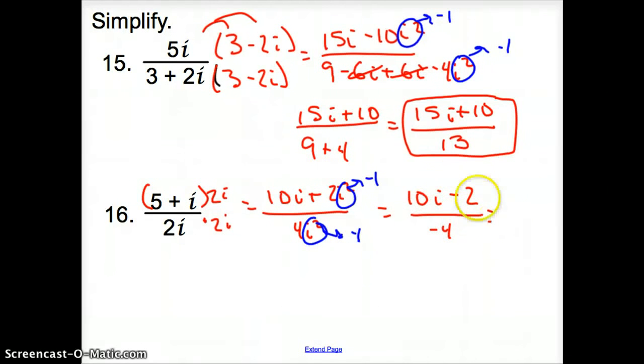Simplifying, I'm going to pull things apart. It's going to be a 10i over a negative 4 minus 2 over negative 4. Cleaning things up one more time, I can take a 2 out there to give me a negative 5i over 2, and then plus 1/2.